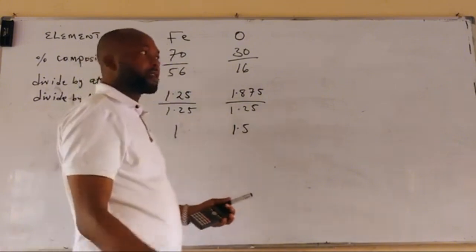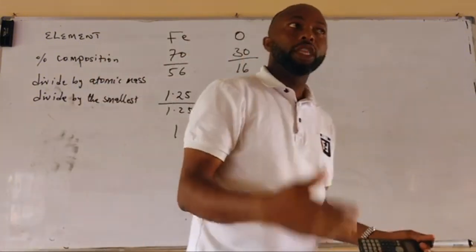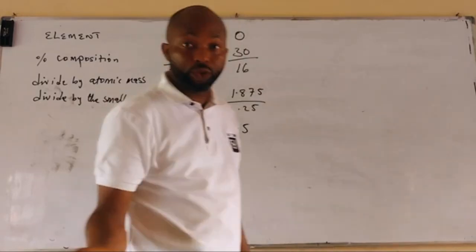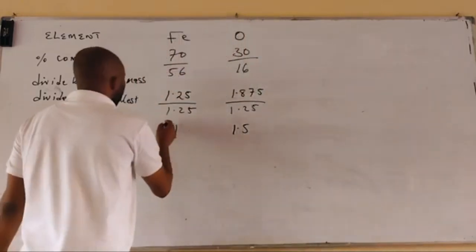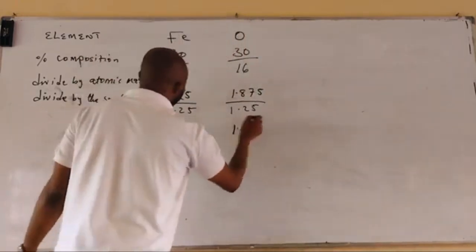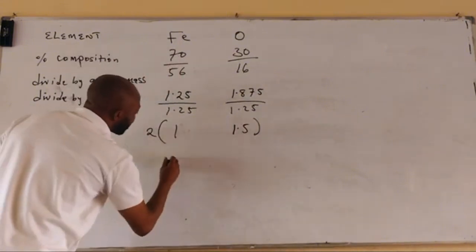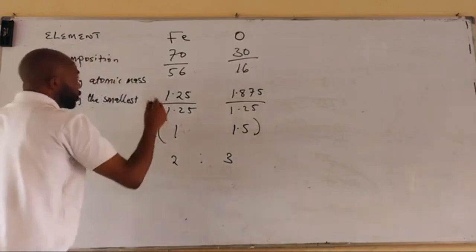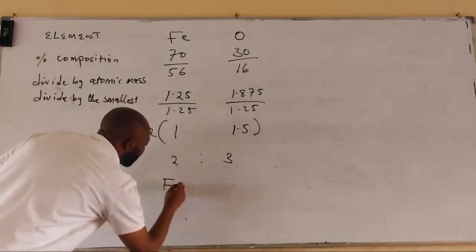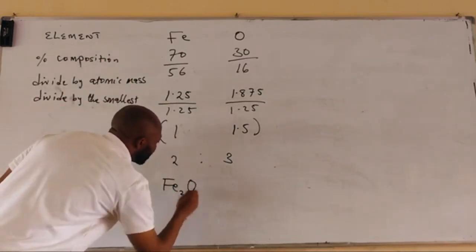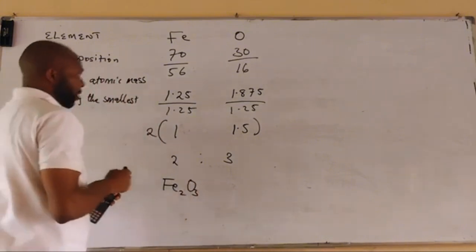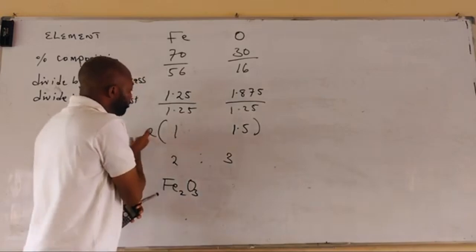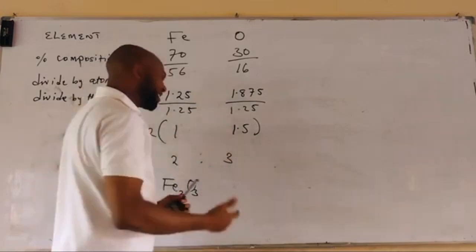Remember, when I was reading the rules, they told us that whenever we have anything like 1.5, we should multiply through by 2. So this will be multiplied by 2. Here we have 2 times 1 is 2, to 3. By so doing, I will have iron as 2 and oxygen as 3. Now, let us see if our application of these two, according to the rules they gave us, is reasonable.